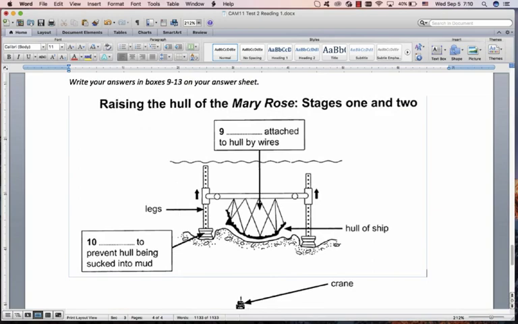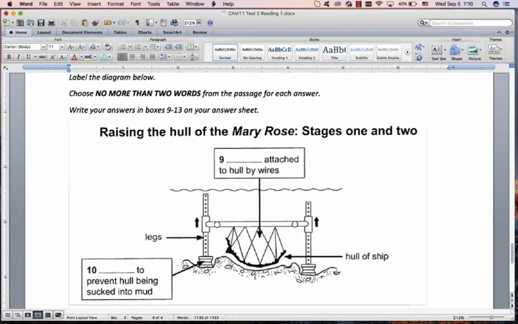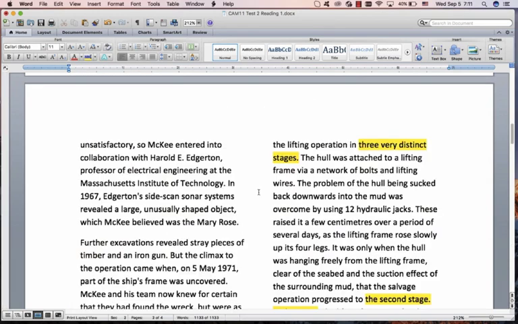But we know we're looking for nouns. If you take a quick look, you'll see that we're looking for nouns. Anyway, after about 1 minute of looking at this test, you should be looking for the word wires. You know we're over here, and there it is. Okay, so let's look at our sentence. The hull was attached to a lifting frame.